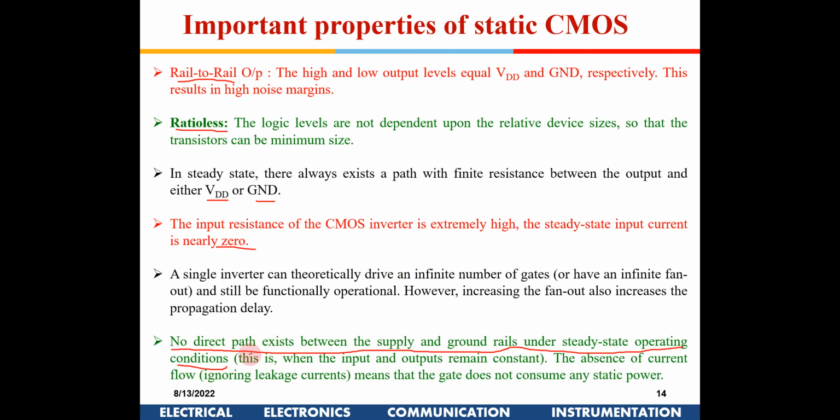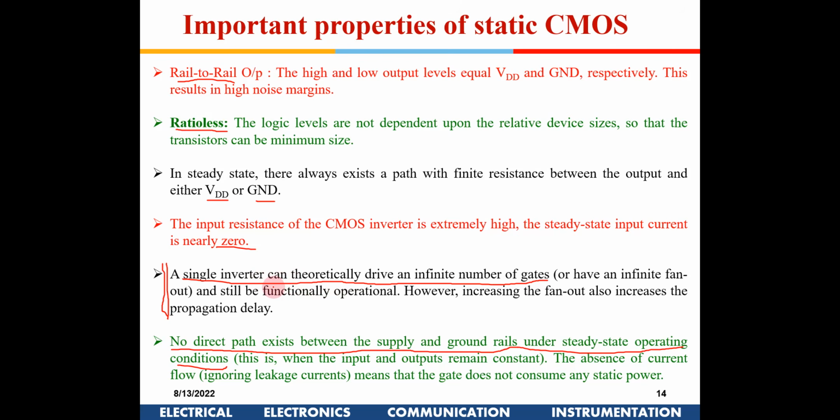Okay, so this is there only for CMOS. And now there is another important thing. This is another very important aspect of CMOS. An inverter can theoretically drive infinite number of gates. So there is no restriction on fan out, because if you keep increasing the number of transistors at the output, still VOH will remain VOH, that is VDD, and VOL will remain VOL, which is 0. So that is not going to change.